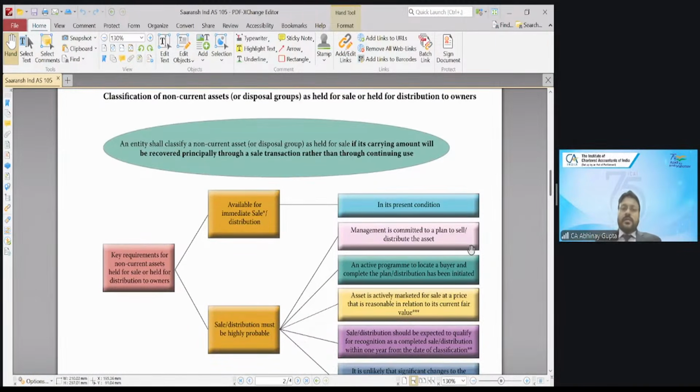Okay. Now, as I previously said, there are certain key requirements or criteria which need to be checked, and if they are met, then only we will conclude that these are the non-current assets which are held for sale and discontinued operations, or the disposal group held for sale, right? So what are those criteria or conditions? Let's quickly revise those as well.